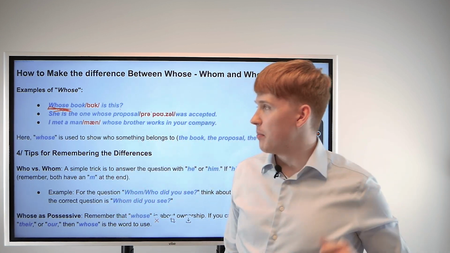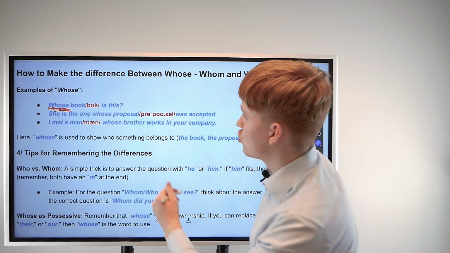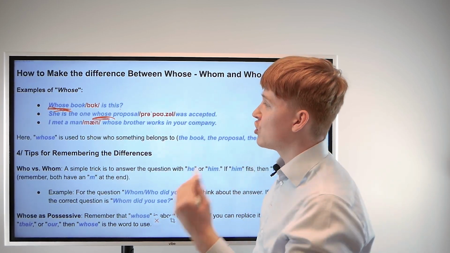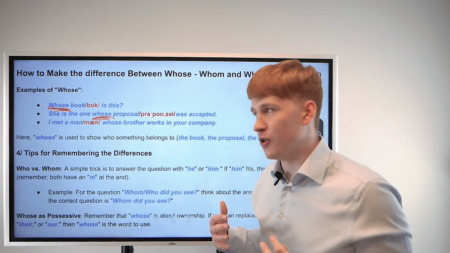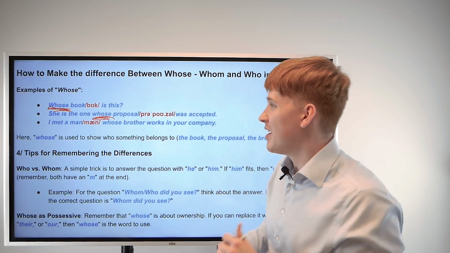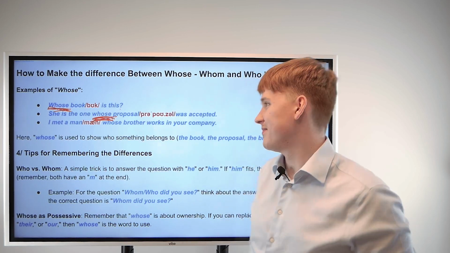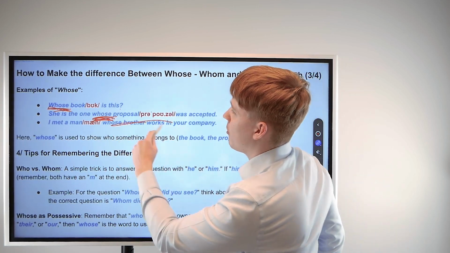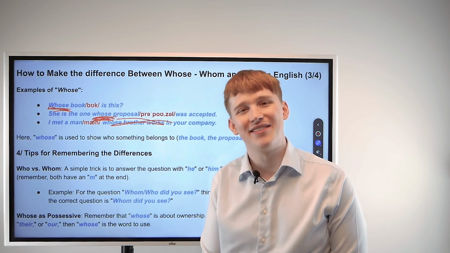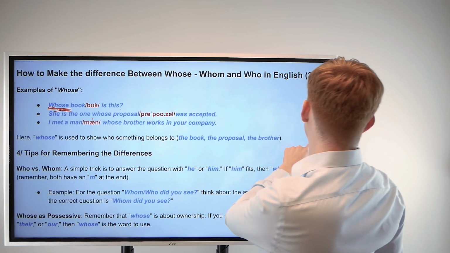You see? Next up, she is the one whose proposal was accepted. So it was her proposal that was accepted. She wasn't the one receiving the proposal, because then you would say, to whom was the proposal addressed? Here you would say she is the one whose proposal was accepted, you see. Can you say proposal? Can you repeat that word? Proposal. Fabulous, good job.